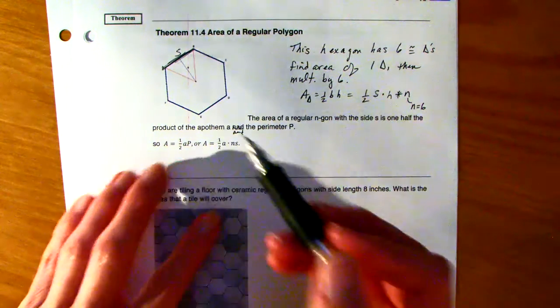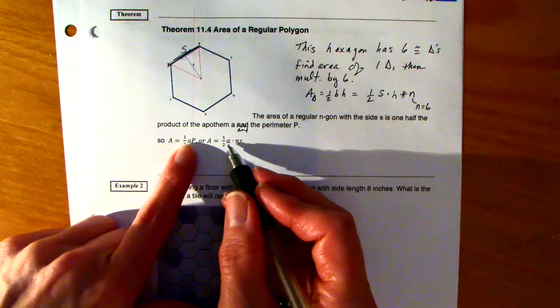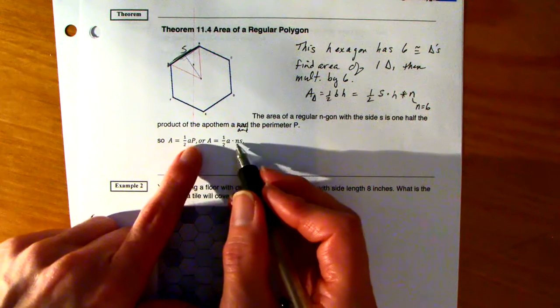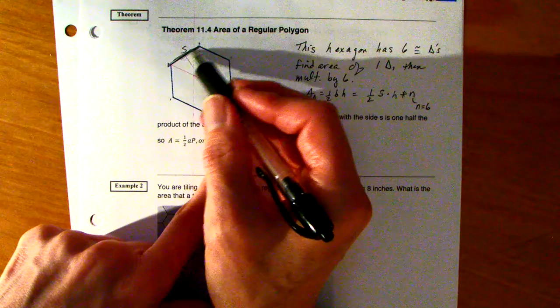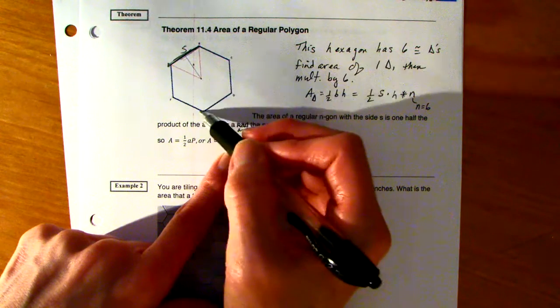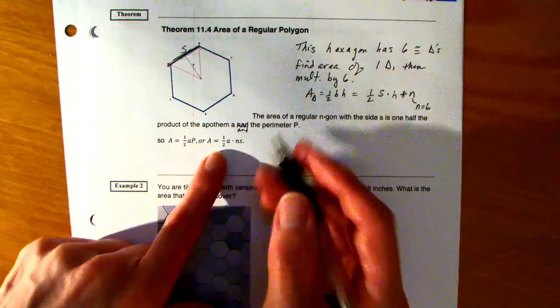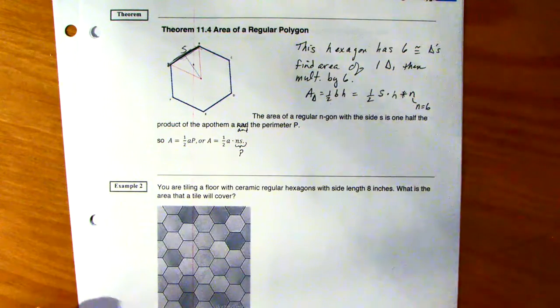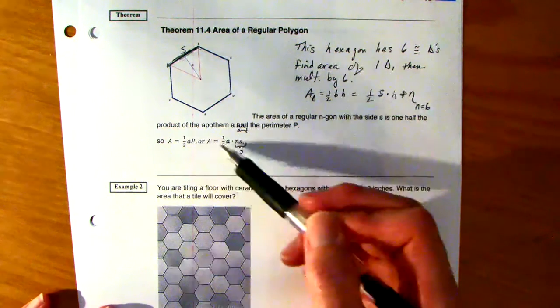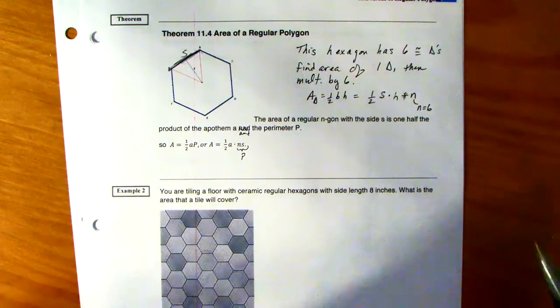All right, now, how come this one has an A, then P, and this has N times S? Well, N would be the number of sides times S. Number of sides times S would be your perimeter. Okay, so that's the same thing. This is your perimeter. But I want you to keep that in mind. If you forget these two formulas, just do each triangle, multiply by how many triangles you have.